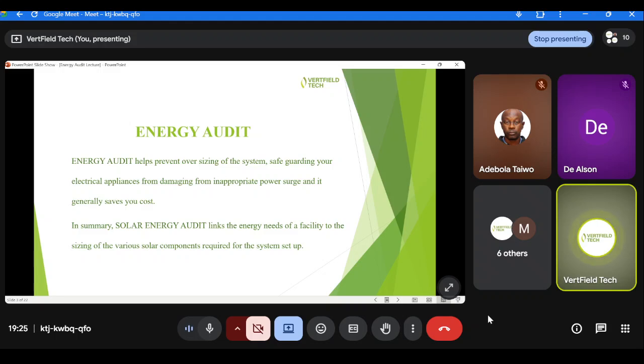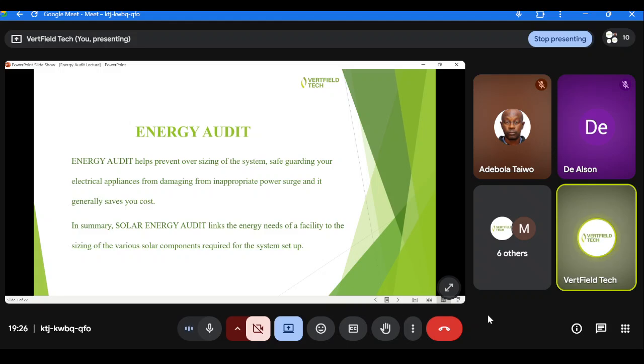So you could see that energy audit helps prevent oversizing of the system, safeguarding your electrical appliances from damage from inappropriate power surge, and generally saves you costs. Now we have said at first that energy audit helps you to know the energy requirement for a building, which is authentic information. This is a follow-up to that first information, to give you further information on the things that the energy audit does for you.